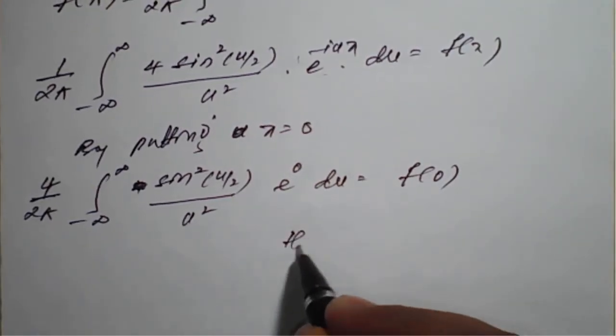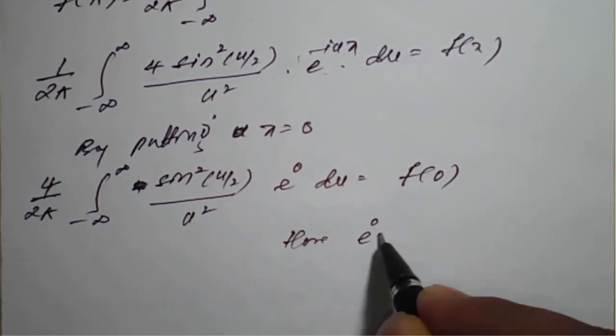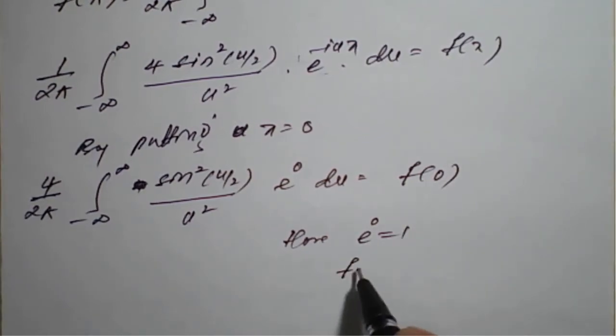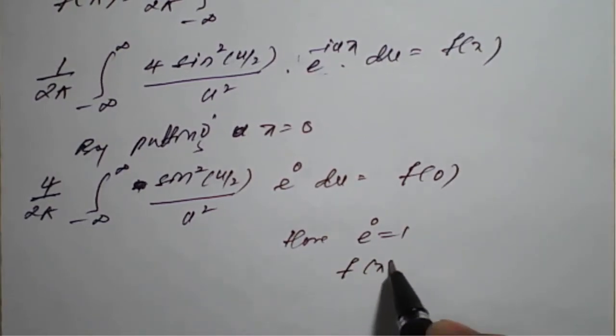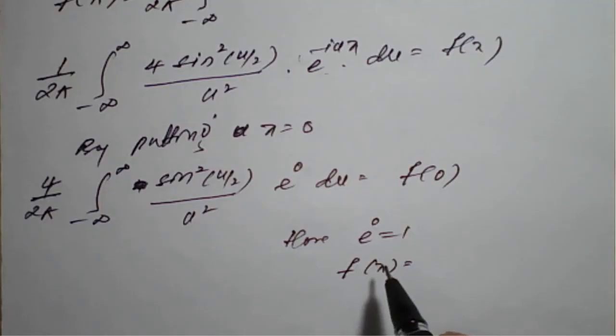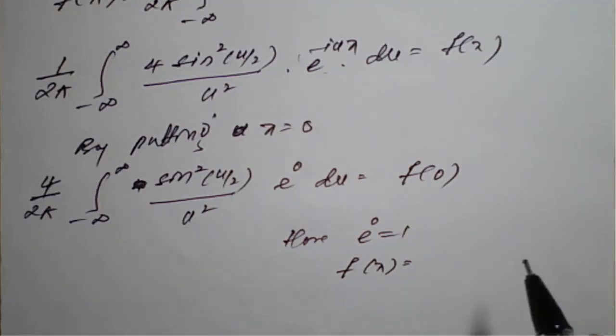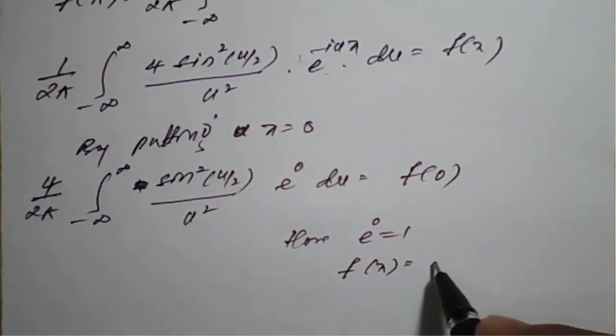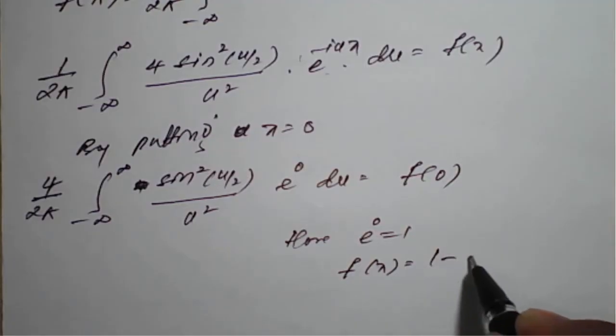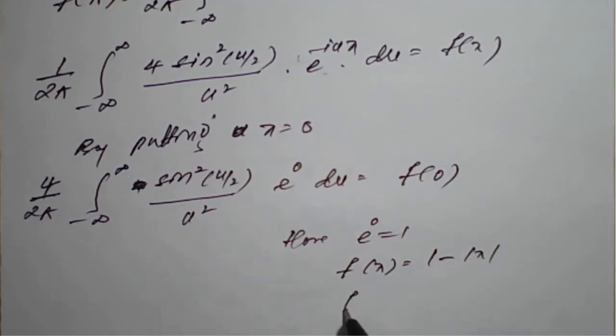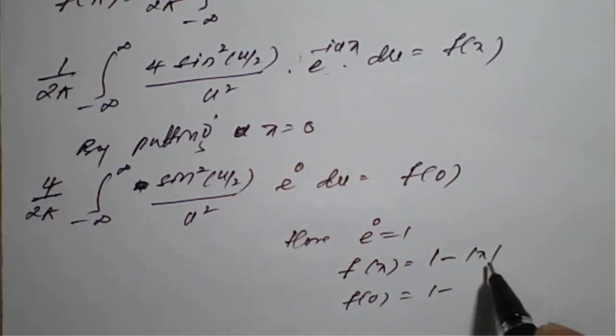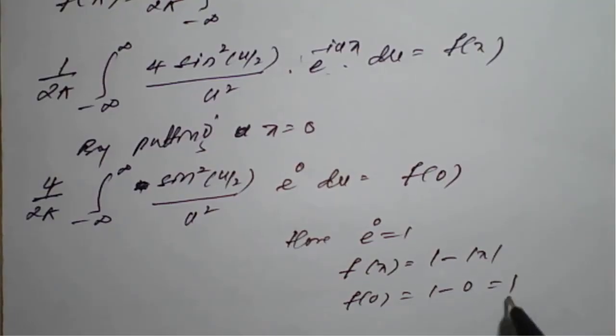So here e raised to 0 is 1, and we have f of x, what is f of x? Already we know that it is nothing but 1 minus mod of x. If you put f of 0 here, 1 minus mod of 0 is 0, which is nothing but 1.